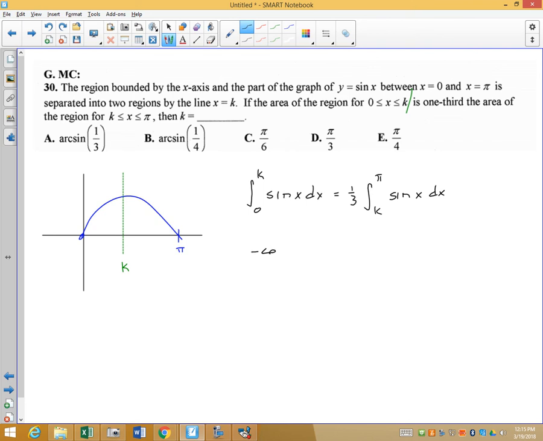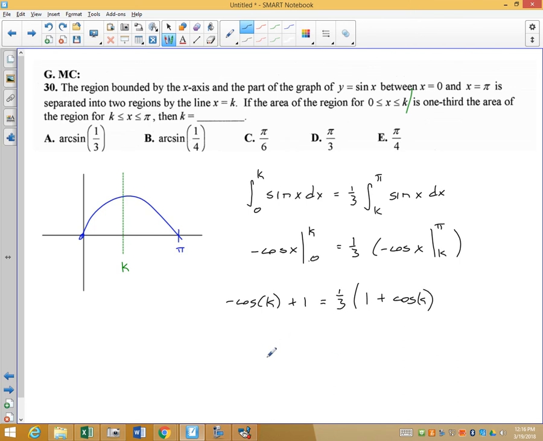Negative cosine x, right, from 0 to k. And that would be negative cosine of k minus negative cosine of 0, which would be plus 1, is equal to 1/3 of the same function. So it would be negative cosine x from k to pi. What is cosine of pi? Cosine of pi is negative 1, so that'll be negative 1 is 1 minus cosine, or plus cosine k.